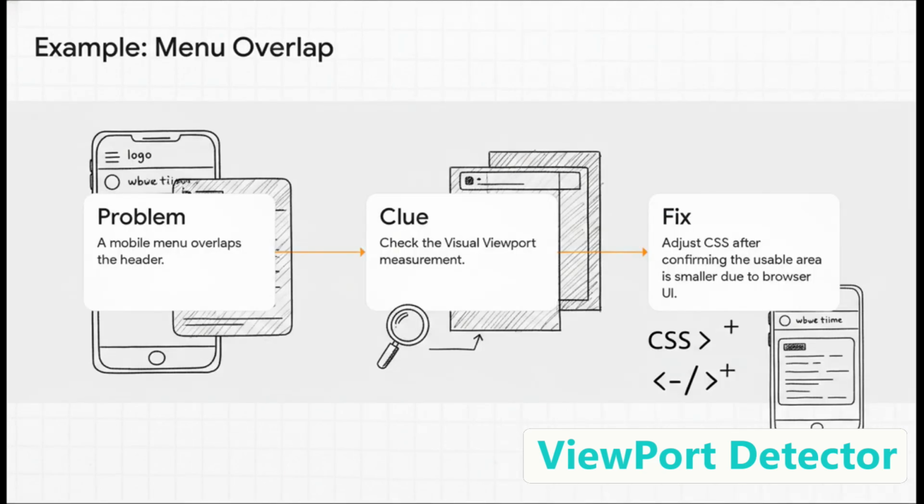So let's run through a classic scenario. Your mobile menu is overlapping the logo. Ugh. So you open the detector, you check the visual viewport, and boom! You immediately see that the usable screen area is smaller than you thought because of the browser's address bar. The light bulb goes off. You now know exactly what to adjust in your CSS.